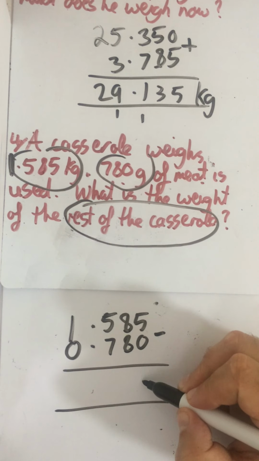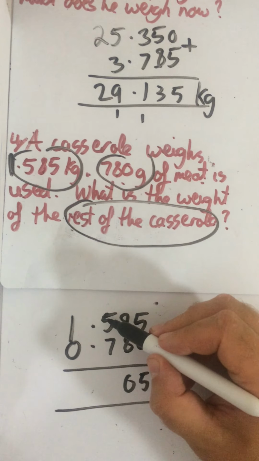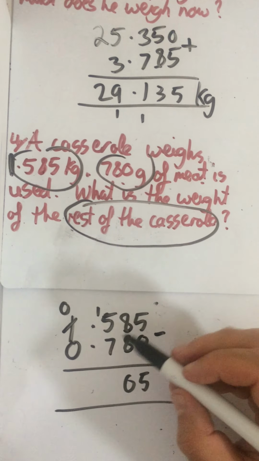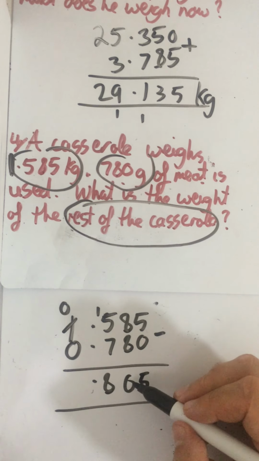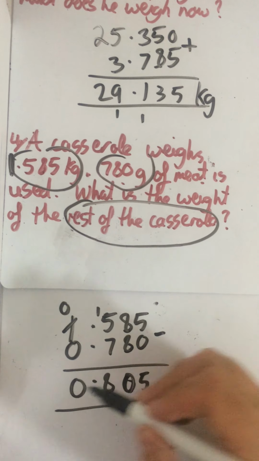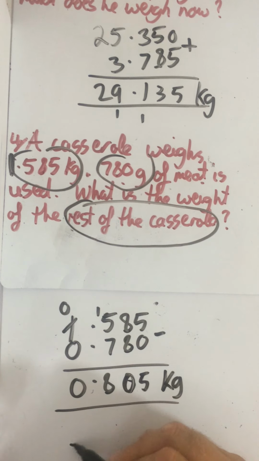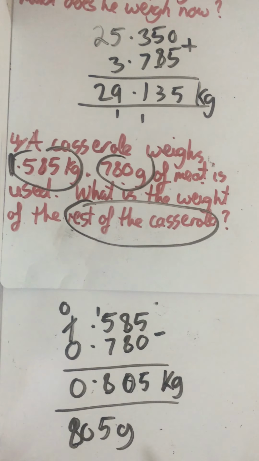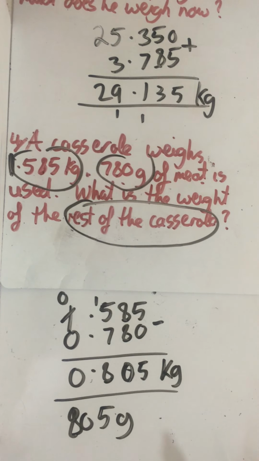5 take away 0, 5. 8 take away 8, 0. 5 take away 7, can't do that, so we're going to exchange 1 from there. 15 take away 7 is 8. So we've got 0 take away 0 is 0. So the answer is 0.805 kilograms, or if you wanted to, 805 grams.